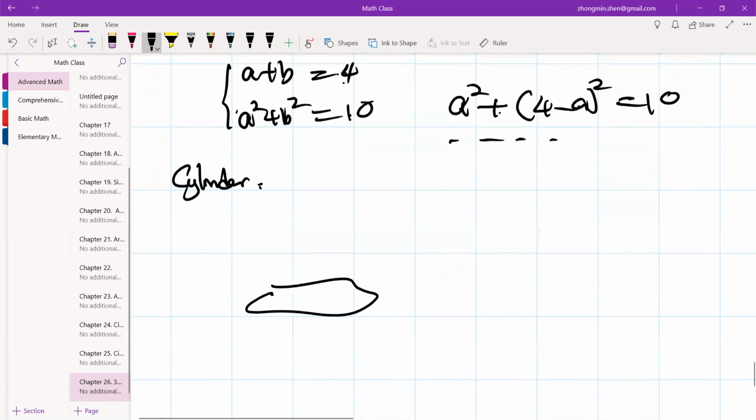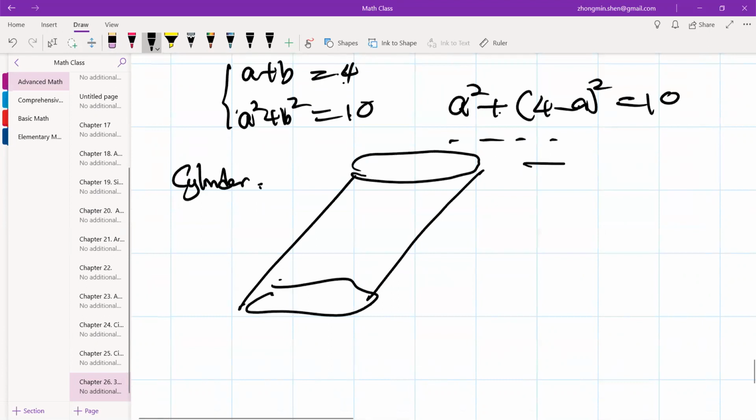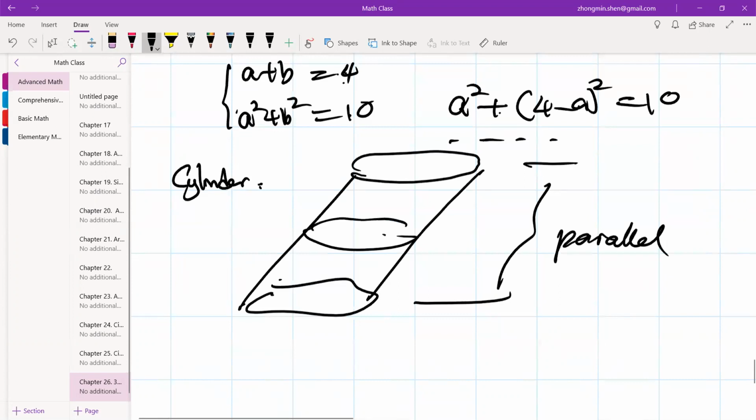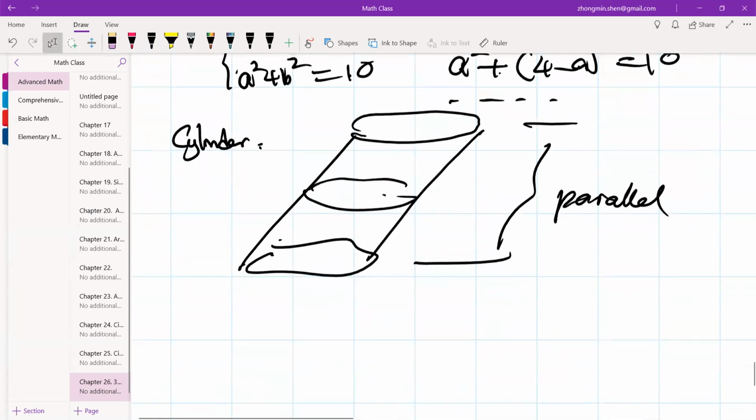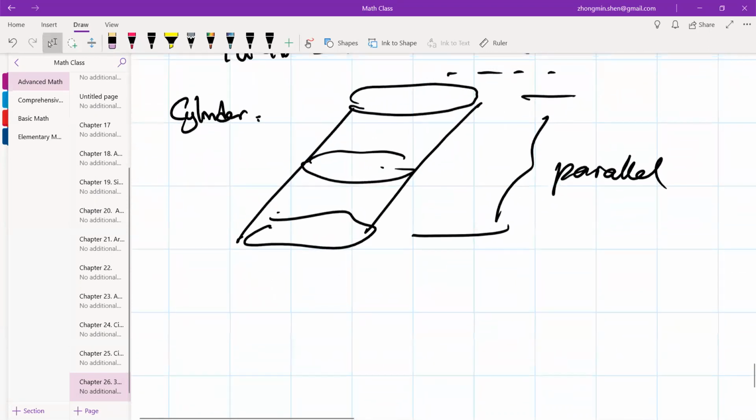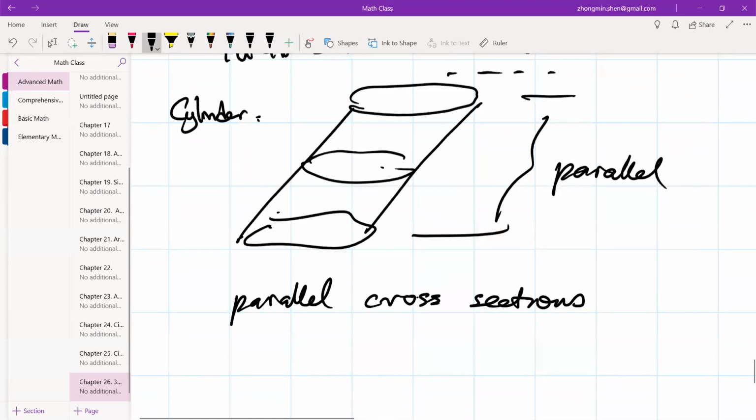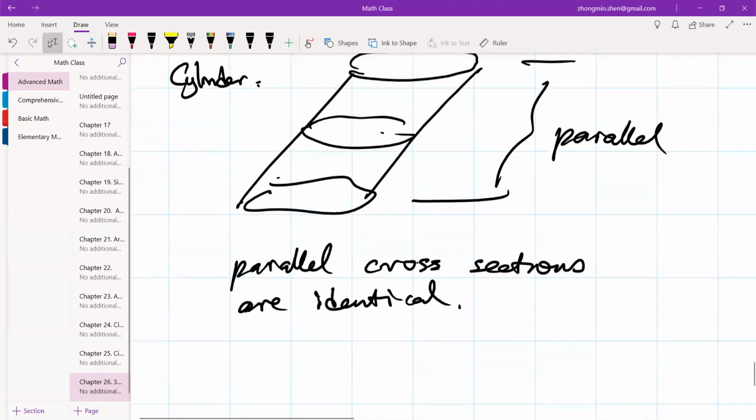You can have a cross-section, but it's not necessarily vertical, okay? So these two must be parallel, okay? Then the cross-section must be the same cross-section, horizontal cross-section. So this is called a cylinder, okay? It's not necessary to be a circle, okay? Now, the important thing: the parallel cross-sections must be identical, okay? So this is the most general definition of the cylinder.